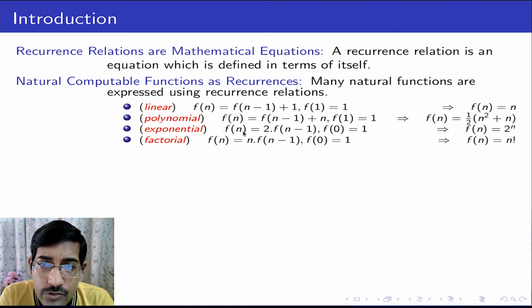We can also define functions like f of n equal to 2 into f of n minus 1, which means that f of n minus 1 will again be 2 into f of n minus 2. So f of n will be 2 square into f of n minus 2. And if we go till the 0th point, it will give me 2 to the power n as the answer. Similarly, we have another function, f of n equal to n into f of n minus 1. If we expand it, it will go as n into n minus 1 into n minus 2 up to 1 or 0, which is termed as factorial n.